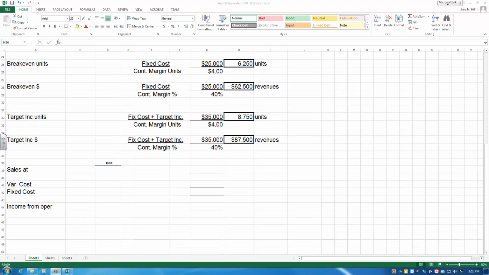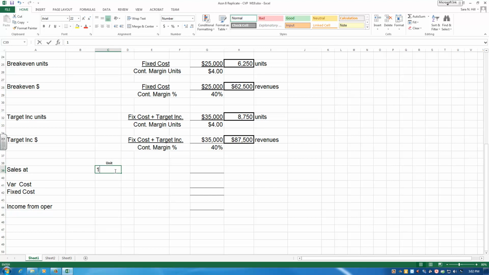So now we know our break-even units and revenues, we know what number of units we would need to sell if we wanted to make $10,000. But let's take our knowledge a little bit further and say, okay, we ended up producing 12,000 units. What kind of income are we going to have from that type of sales volume? So we can go ahead down here and just apply what we know.